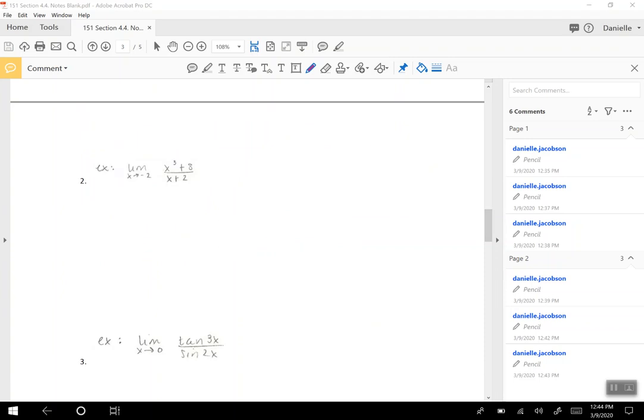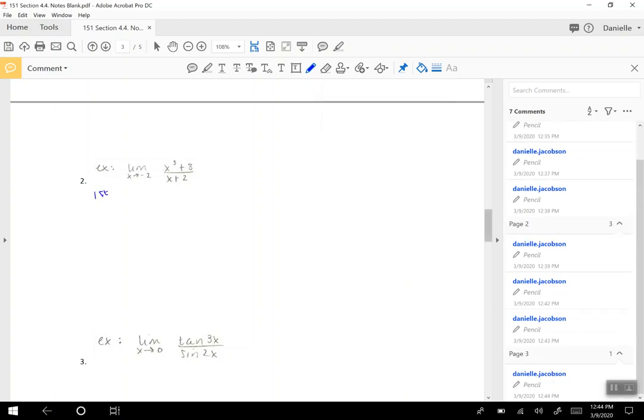All right, let's take a look at example 2. So for example 2, first let's run the limit through quickly. So let's check it. All right, if we run this through, we do get a 0 over 0, so it is an indeterminate form. Second, we can try to use algebra on this.